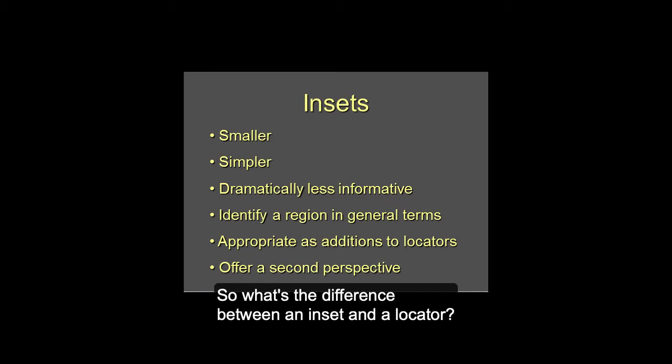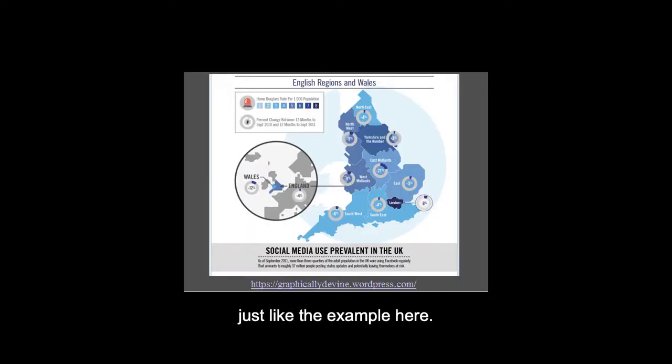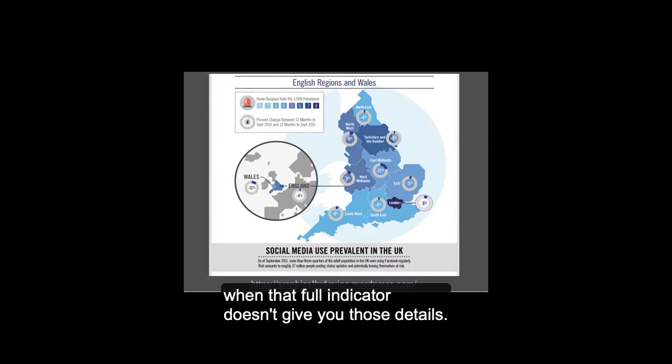So what's the difference between an inset and a locator? Basically, the insets are the addition to the locator, just like the example here. This is the inset, this is the locator. Okay? So you want to use insets when that full locator doesn't give you those details.